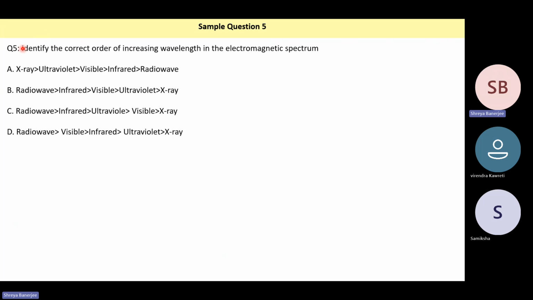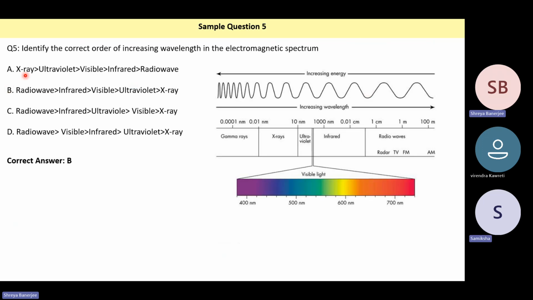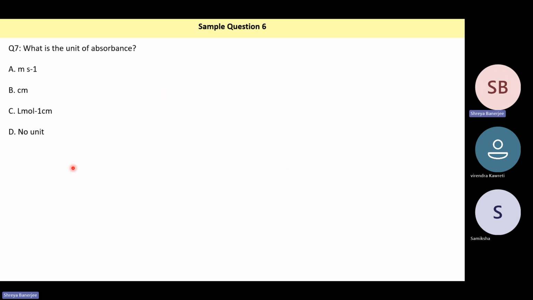Then this is asking just about the order of increasing wavelength in the electromagnetic spectrum. If you remember, the highest wavelength is for the radio waves, and then IR, then visible, then UV, and the lowest wavelength is the X-rays. So option B is your correct answer. Ma'am, option C is also correct.